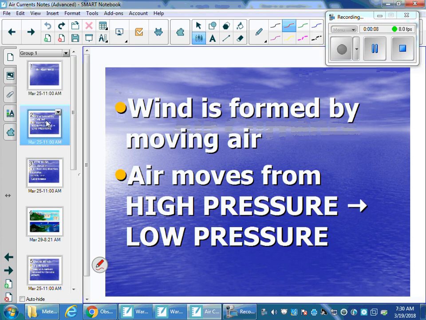So, wind is just moving air. That's all that wind is. And generally speaking, air moves from an area of high pressure to an area of low pressure.